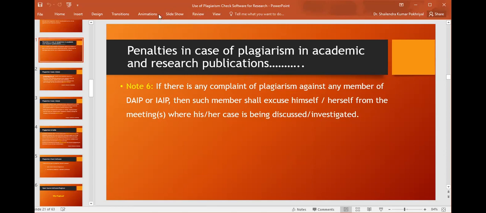If there is any complaint of plagiarism against any member of a DIP or IAIP, then such member shall excuse himself or herself from the meetings where his or her case is being discussed or investigated. So he cannot join the meeting if his case is discussed in a forum.